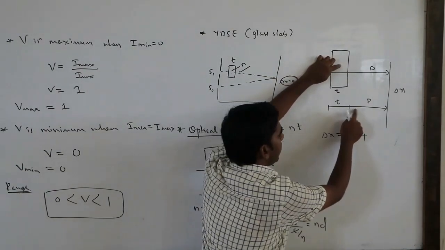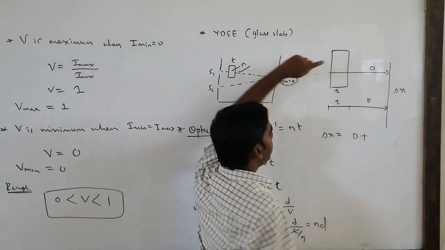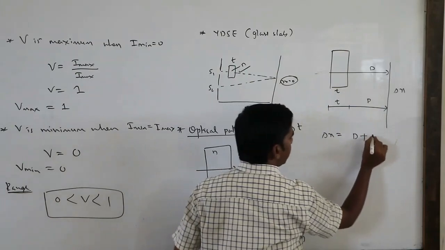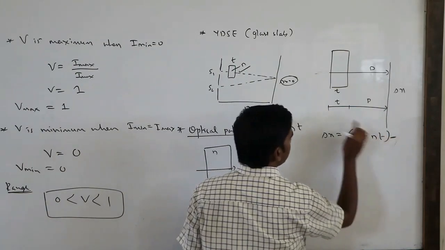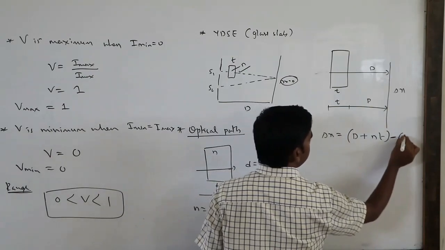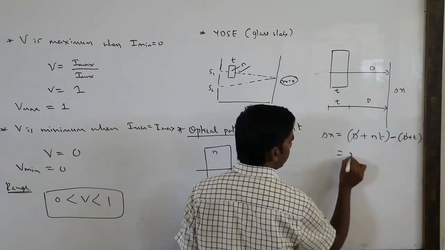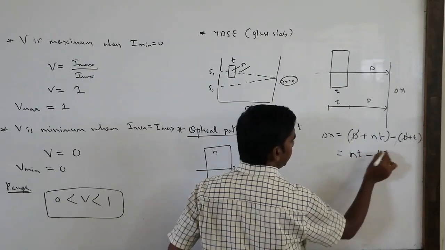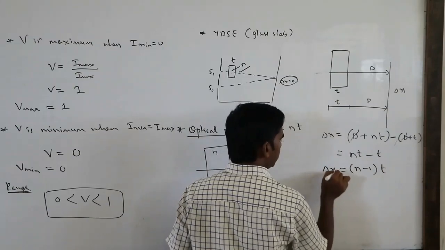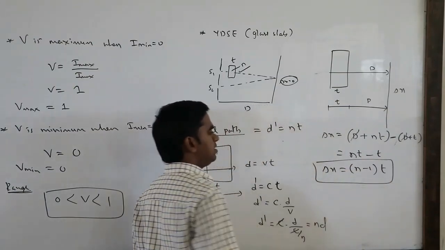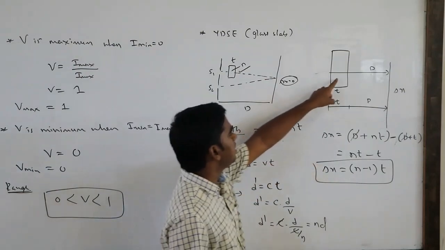But the other is outside the glass slab, so you have to take its optical path, which is n into t. Minus the distance here, d plus t. So d will get cancelled, and what remains is n t minus t. So n minus 1 into t is the optical path difference if you introduce the glass slab.